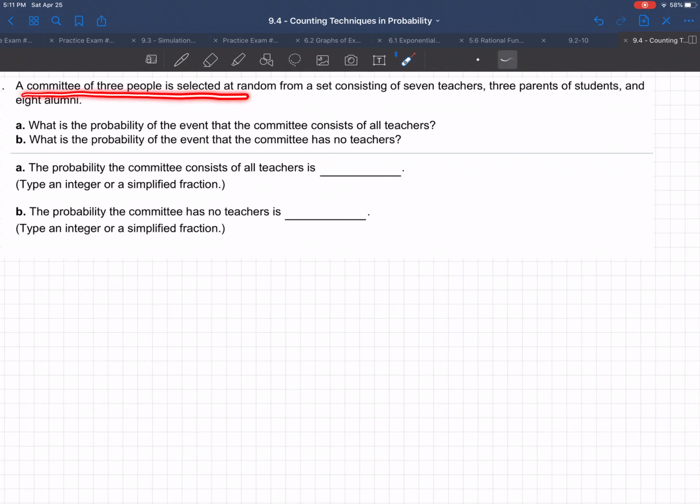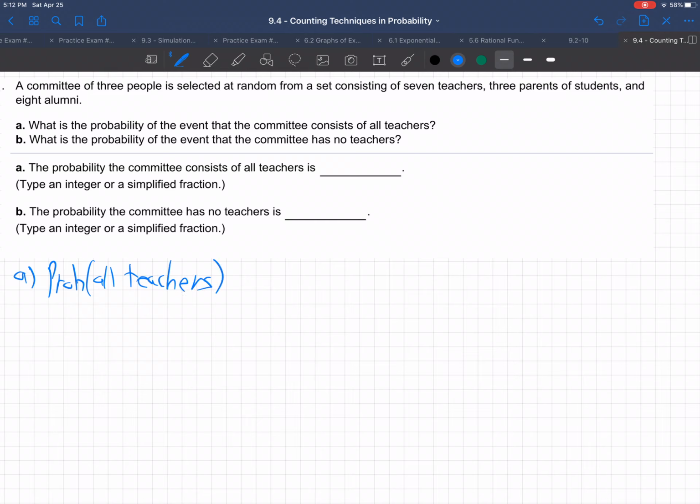A committee of 3 people is selected at random from a set consisting of 7 teachers, 3 parents of students, and 8 alumni. Part A: what is the probability of the event that the committee consists of all teachers? Okay, so this is kind of a challenging question. So they're asking us on part A, what's the probability that the committee is all teachers?